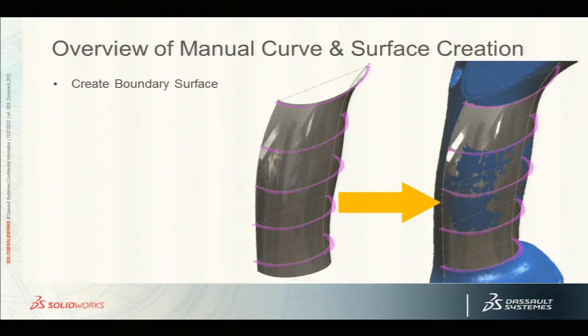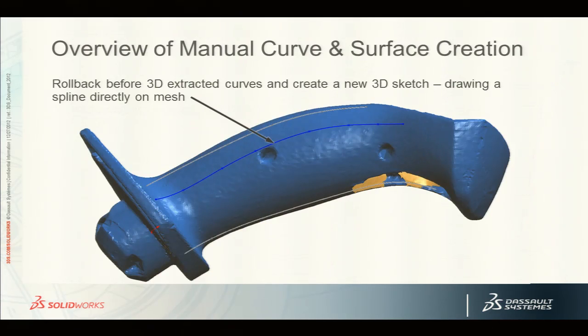I'm going to go back to PowerPoint. I'm going to actually roll back again, and I'm going to add a third second direction curve. This time, I'm going to go on the side of the mesh and create a curve that is in between that first and end curve going the opposite direction. And here, I'm showing you where I'm actually drawing a 3D spline directly on the mesh.